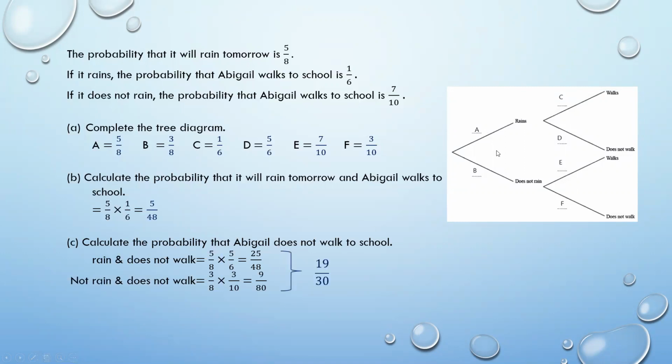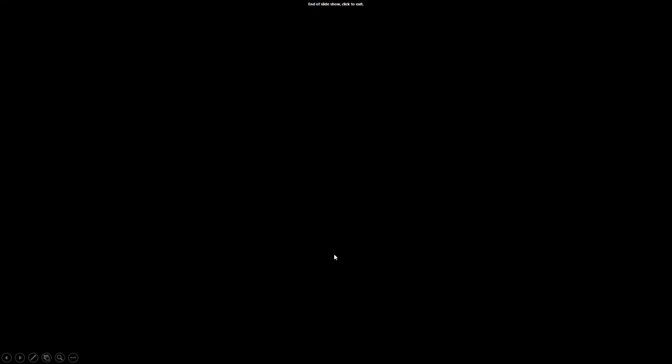Next, calculate the probability that Abigail does not walk to school. Does not walk to school can be rain and not walk, and not rain and also not walk. So you have 2 conditions here: rain and doesn't walk, and not rain and doesn't walk. So you multiply these 2: A times D, which is this one, and B times F, which is this one. Then these 2 probabilities you must add together. Okay, that's all I think.